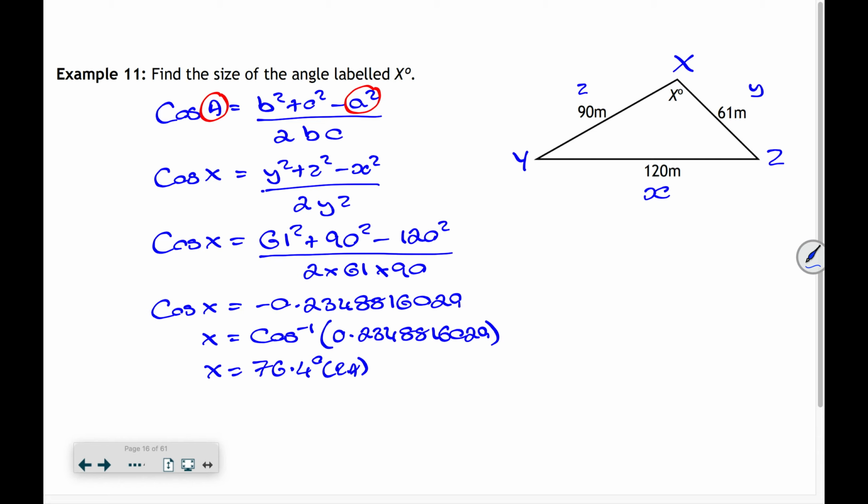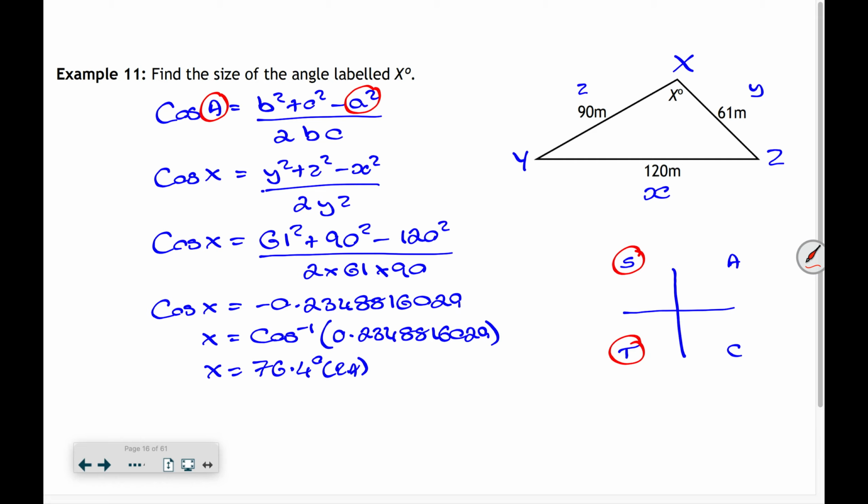So let's go to the CAST diagram, because we're solving a trig equation, we always go to our CAST diagram. And remember, we go back to the line that says cos x equals a negative number. So where are cosines negative? They are negative in the second and third quadrants.